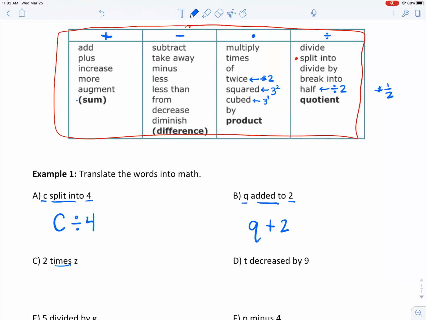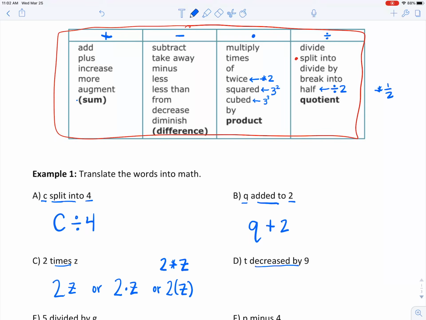2 times Z, that just means times. So you can write times in a couple of different ways. You can write 2 times Z this way, or you can write it 2 times Z. Another way you could write it is 2, and then you could put parentheses around Z. And actually, oftentimes we also use this symbol right here, like this asterisk, to mean times as well. So there's a few different ways that you can write 2 times Z.